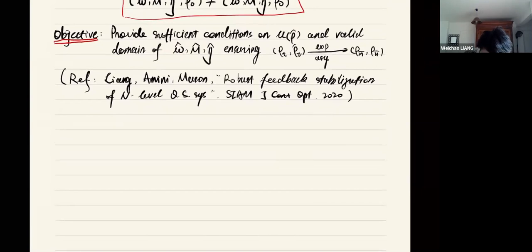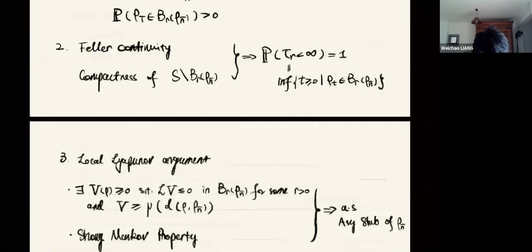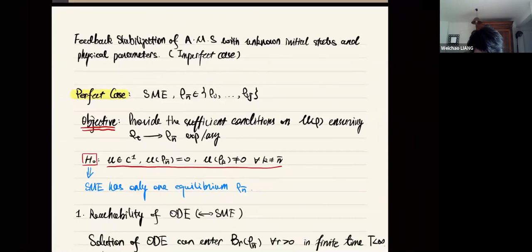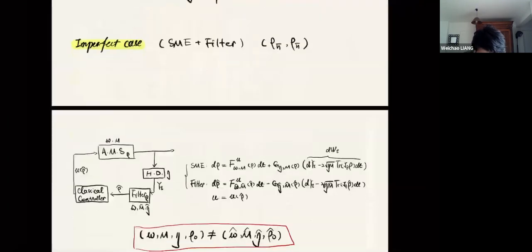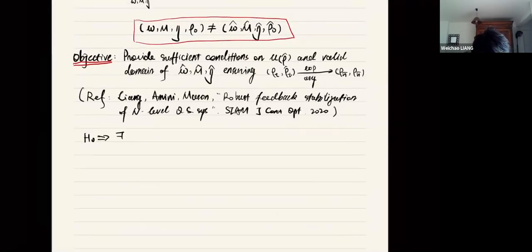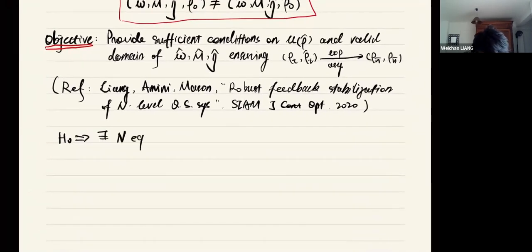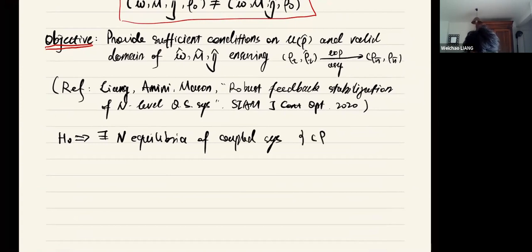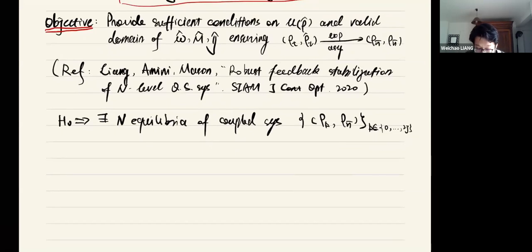Firstly, we suppose our feedback controller satisfies H0, which means the target state equals 0 and the other eigenstates are non-zero. There exists an equilibrium of the coupled system, denoted by rho K, rho n bar. And there is only one good equilibrium, which is our desired target state, which means the other n minus one equilibria are bad equilibria.